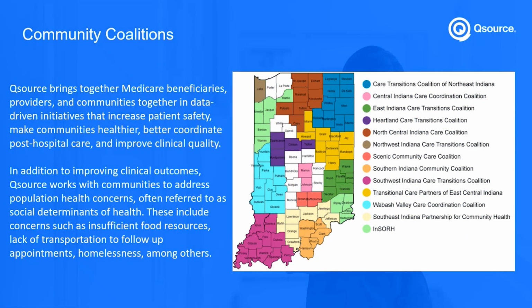So again, QSource brings together Medicare beneficiaries, providers, and communities in data-driven initiatives that increase patient safety, make communities healthier, better coordinate post-hospital care, and improve clinical quality. You can see those communities there on the map. We often refer to these as our community coalitions or partnerships for community health. We would welcome you to join us in those coalition meetings and reach out to us if you're interested in participating in those meetings.